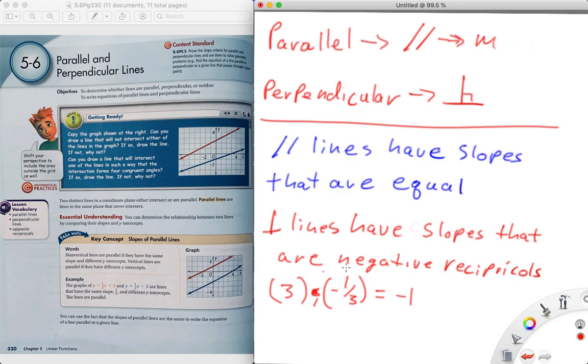So these guys are inverses, right? Opposites, and they're negative inverses. So when I multiply them, they'll always be negative 1. So parallel lines, slopes are equal. Perpendicular lines, slopes are negative reciprocals, opposite reciprocals. When I multiply these guys, I will get negative 1.